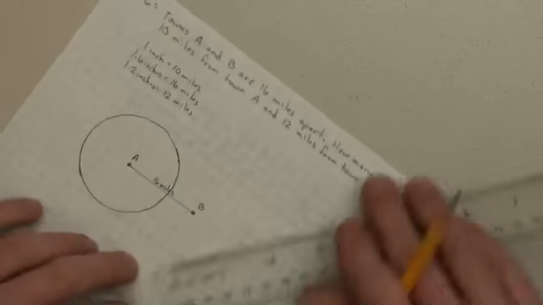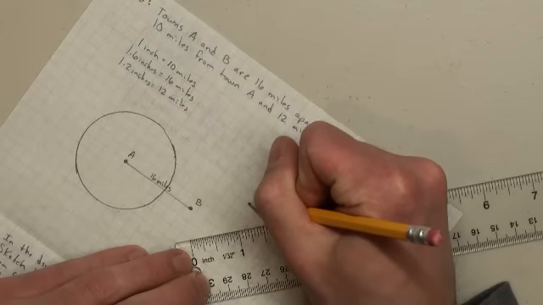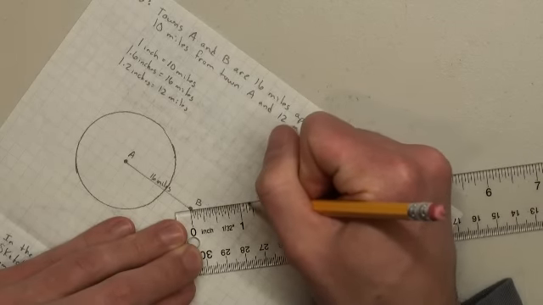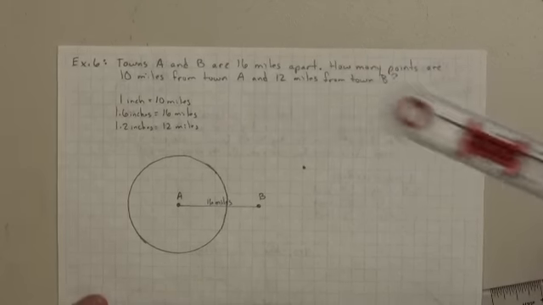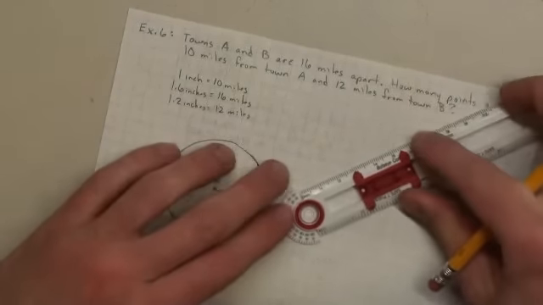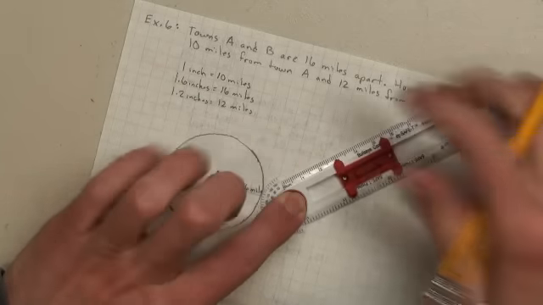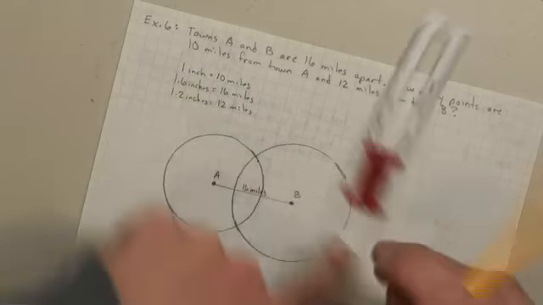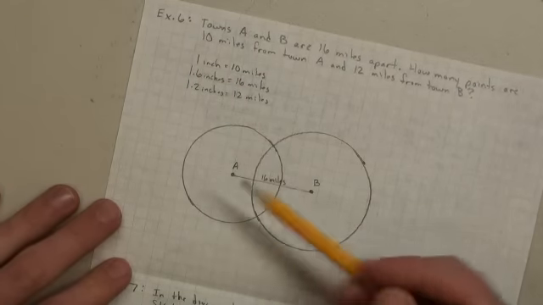So first I got to draw 1.2. That would be right about here. Right? Here's 1, here's 1.5. So 1.2 is almost halfway, but not quite. Okay, so I got my dot 1.2 inches away from B, and I line this thing up. So there you go. You got 10 miles from town A is a circle with a radius.